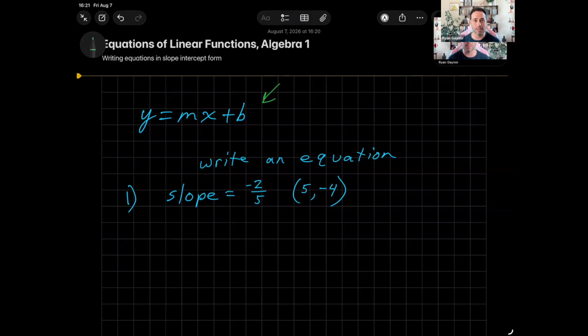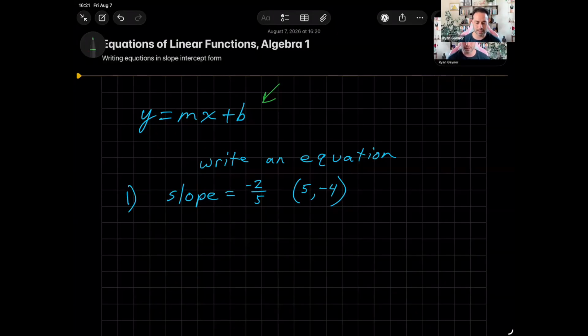So if the y is positive, we're going to go up. If the y is negative, we're going to go down. If the x is positive, we're going to go to the right. If the x is negative, we're going to go to the left. Now only one of them, y or x, for the slope, can be negative. Okay, and then the b is the y-intercept, meaning where does the actual graph cross the y-axis? It will cross at a specific point, and that will be your b.